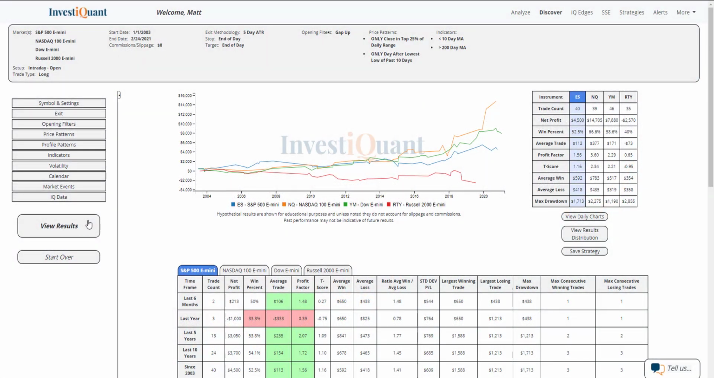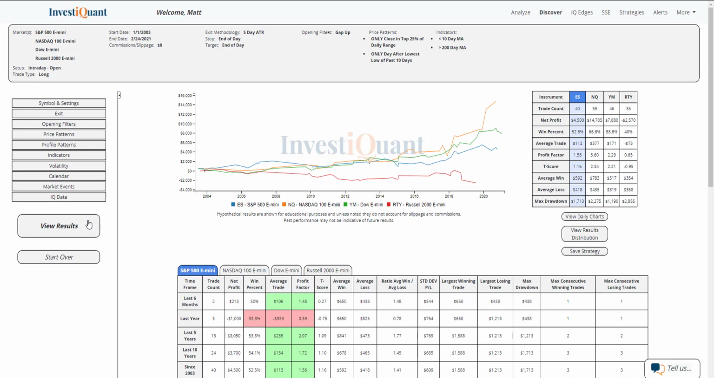All right, here we go. These are the results of going long at the open of regular trading hours, which is 9:30 a.m. Eastern Time, exiting at the close, which is 4:15 p.m. Eastern Time, when yesterday creates a reversal-like pattern off of a 10-day low. So it made the lowest low of the past 10 days, but it closed up near the highs of the session, and this is taking place below a 10 but above a 200-day simple moving average. Historically, the S&P has 40 samples dating back to 2003. The NASDAQ has 39, the Dow 46, and the Russell 35. So similar sample sizes across all four instruments.